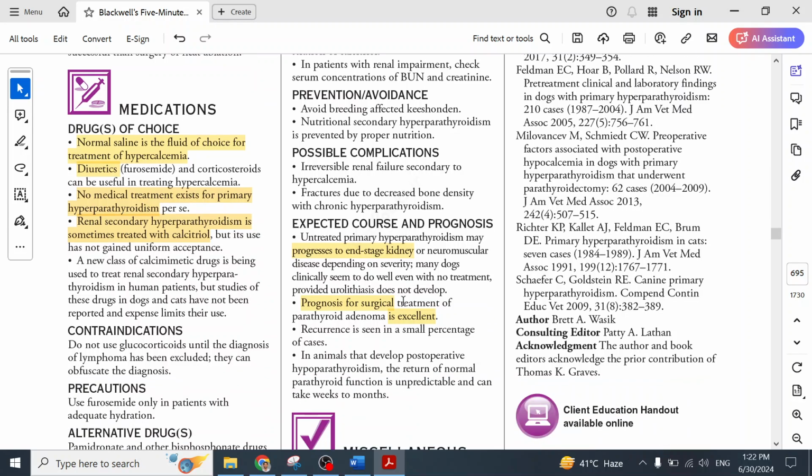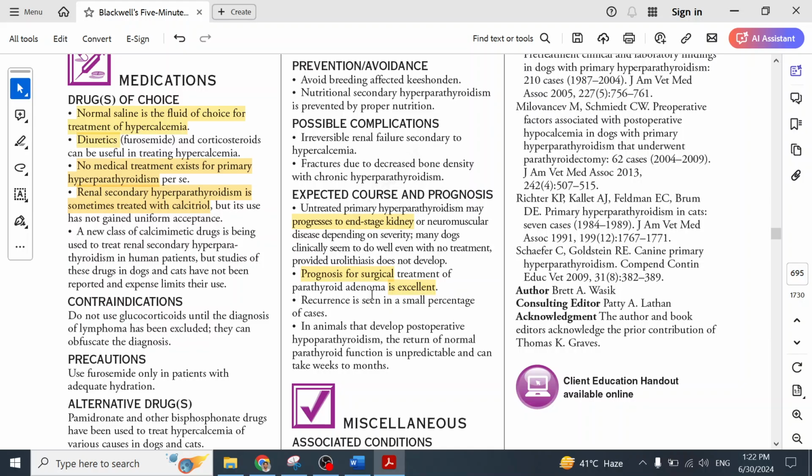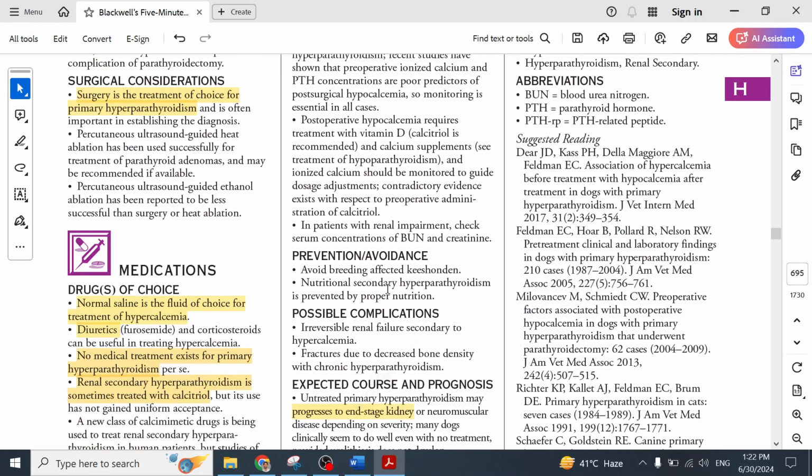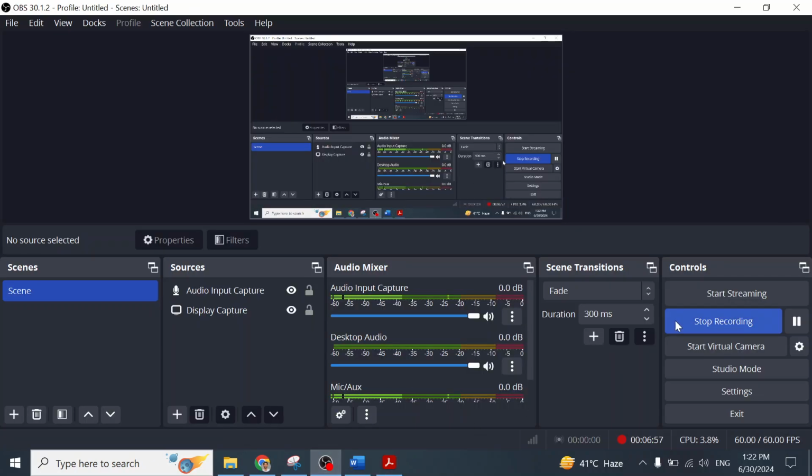Next is the expected course and prognosis. Prognosis is for end stage kidney disease; for surgical treatment the prognosis is excellent.